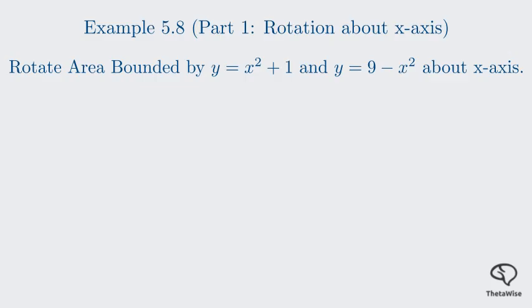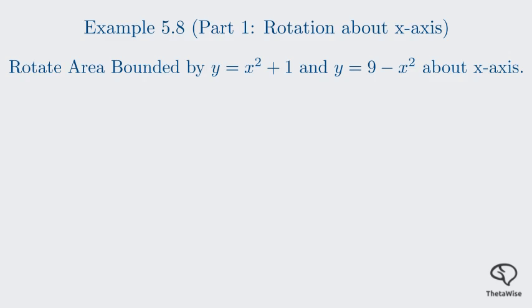If we use a horizontal strip for the shell method, we would need to solve both equations for x in terms of y, getting x equals plus or minus the square root of y minus 1, and x equals plus or minus the square root of 9 minus y. Dealing with square roots in an integral is often challenging. Therefore, the disk method with a vertical strip is the better choice.